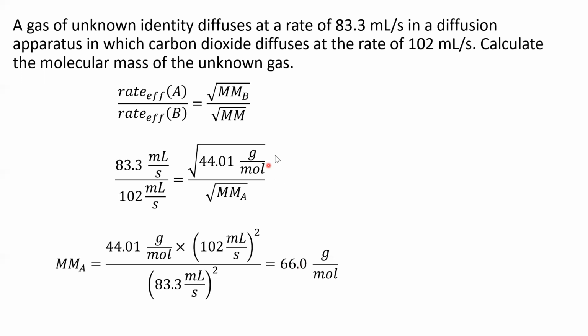So when we have two gases, it doesn't really matter whether it's diffusion or effusion, we're going to use Graham's law, and the relative rate of diffusion, or the relative rate of effusion of the gases, will always equal the square root of the inverse molar masses.